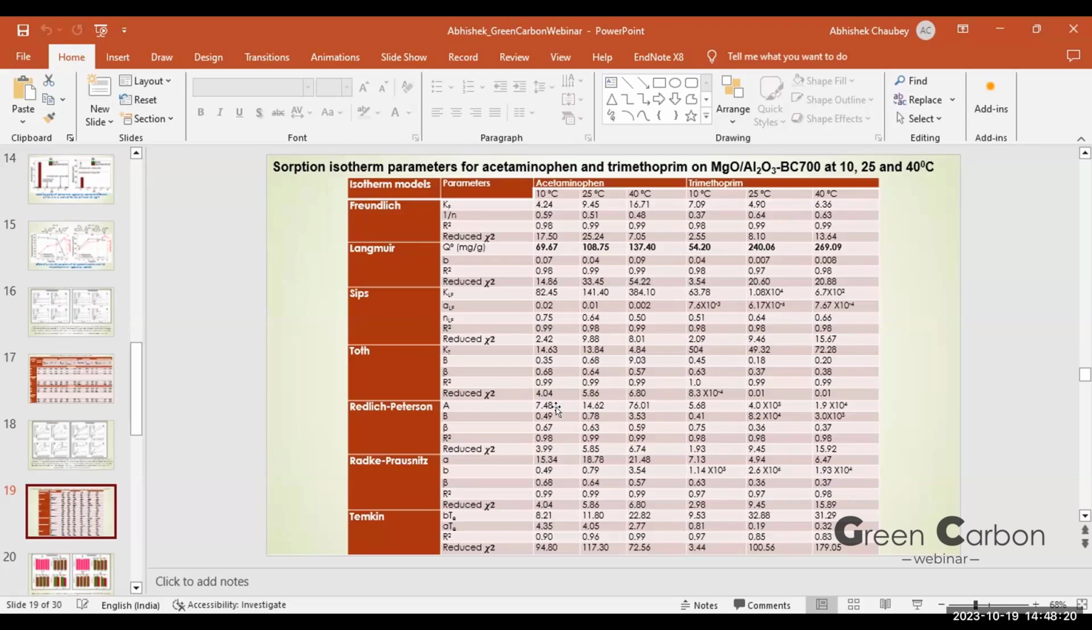We can also conclude that for all models the R square fitting value is high, above 0.95. This supports that homogeneous, monolayer, multilayer and heterogeneous sorption are taking place simultaneously. So we cannot conclude a single mechanism for this sorption. Multiple processes are going on.